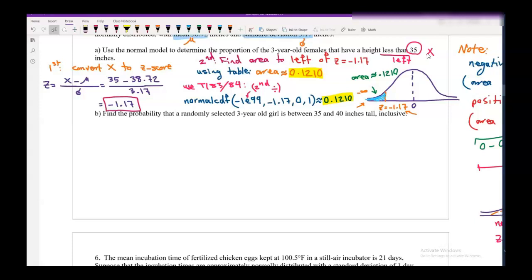Now next one, find the probability that a randomly selected 3-year-old is between 35 and 40. So this is between. This is x1. Here is x2. And we have in between. Again, this is x, it's not z. So first step, convert x to z.